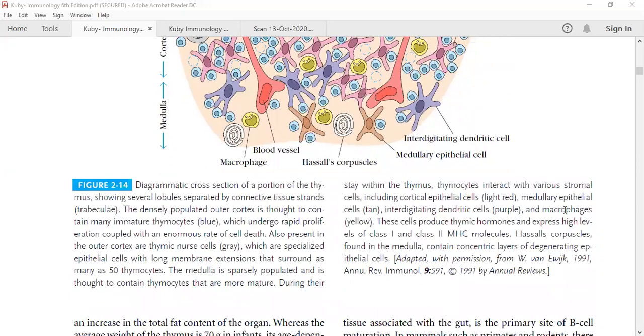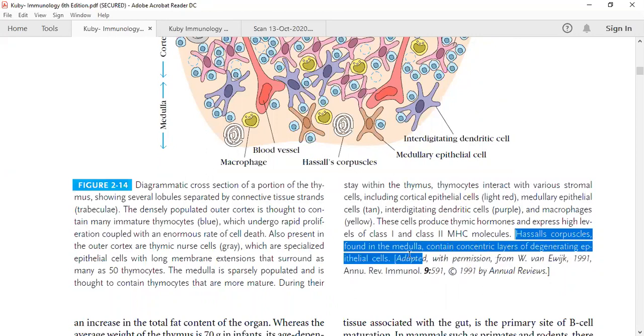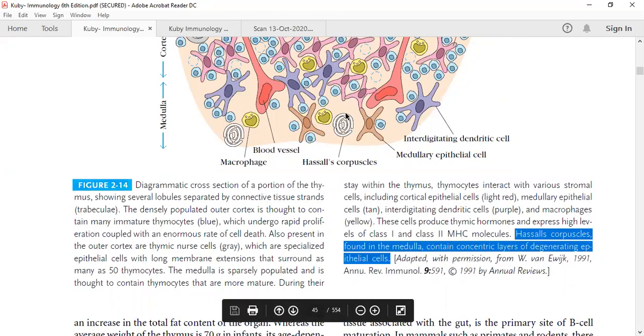Any specific other function of Hassall's corpuscles is not discussed in the book. They have only told that Hassall's corpuscles are found in the medulla and contain concentric layers of degenerating epithelial cells. So these are rings of degenerating epithelial cells in the medullary region.